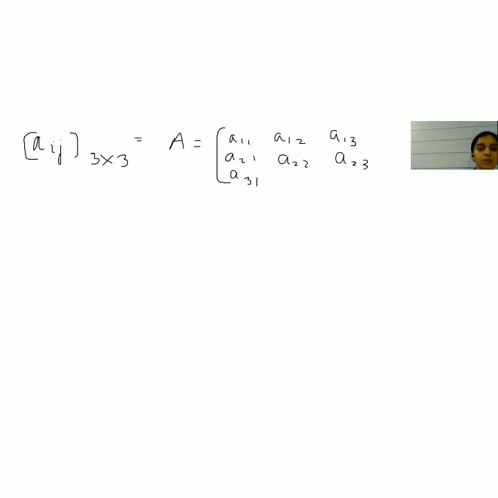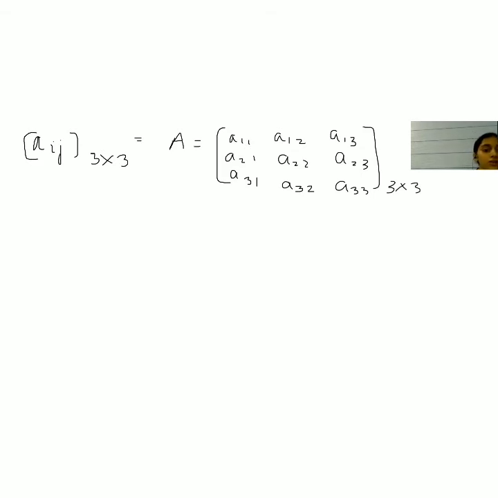Show with usual notations that for any matrix A, Aij 3 by 3, two conditions are true. Now what are these two conditions? So I'll first write them. This matrix can be represented as A is equal to A11, A12, A13, A21, A22 and A23, A31, A32 and A33. This is a 3 by 3 ij matrix.